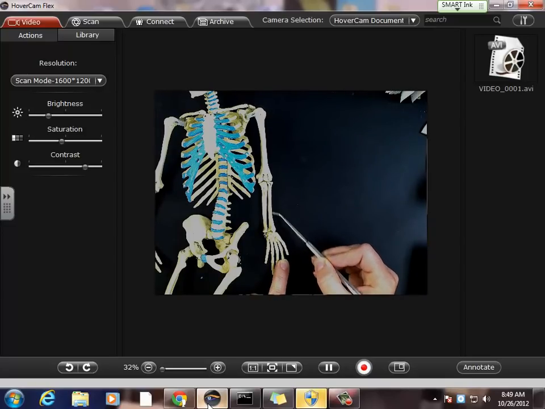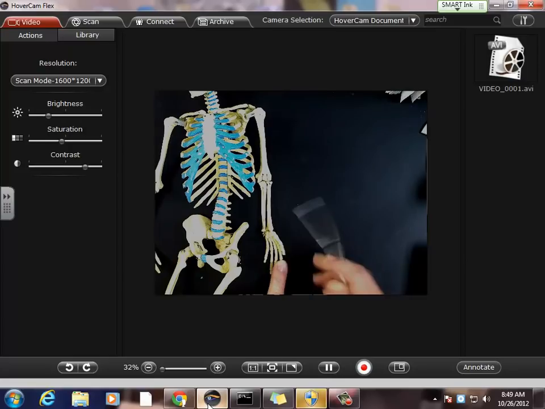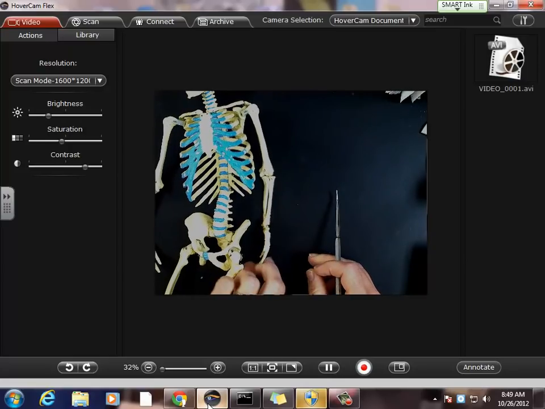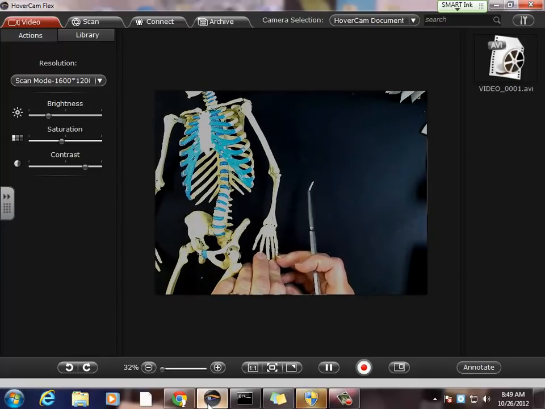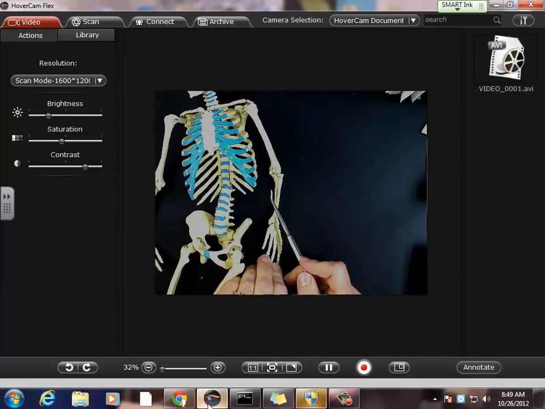The radius is always on the thumb side. The ulna is always on the pinky side. When a person turns their hand over, as you would if you were opening a door with a doorknob, and your hand would flip like this, you can see that the radius and ulna switch positions on the top side, from inside, medially, to lateral.